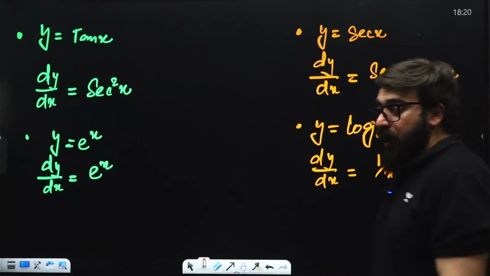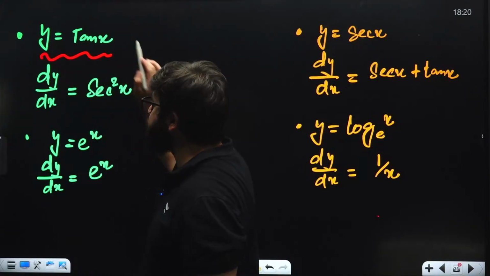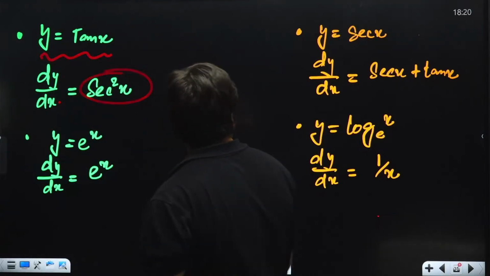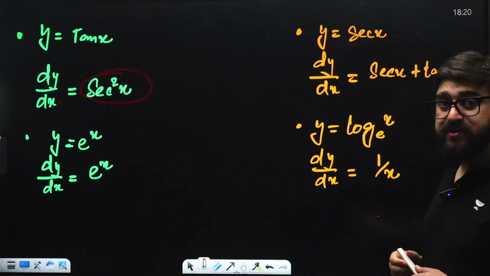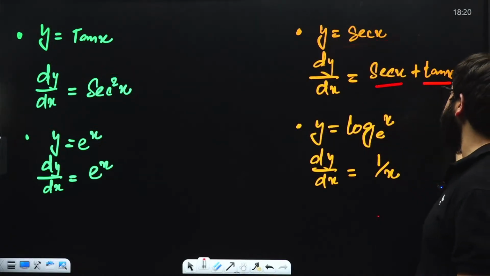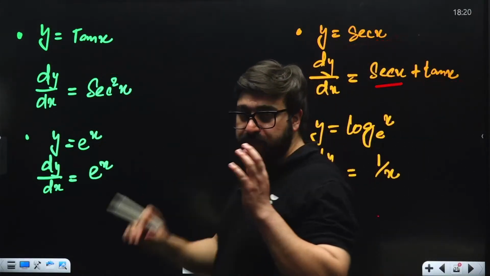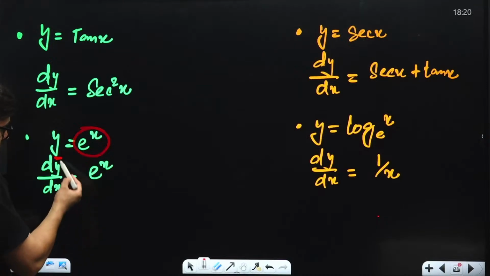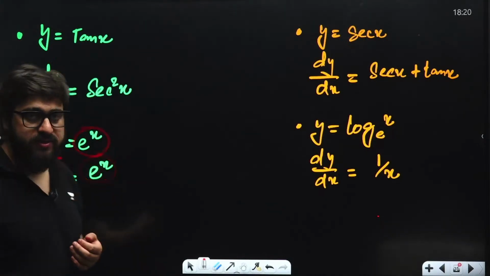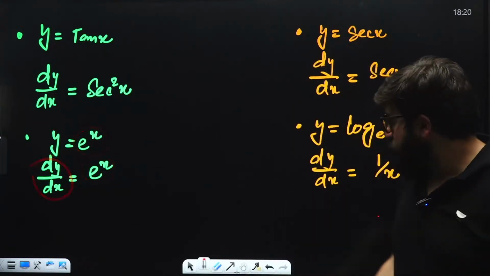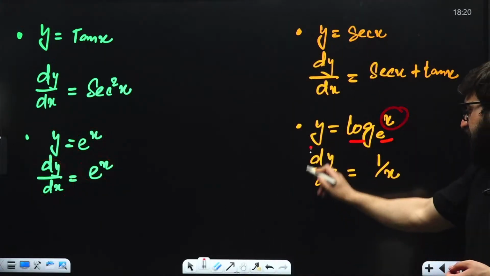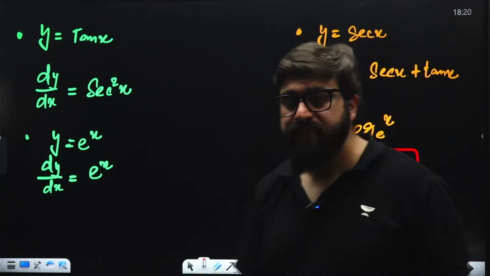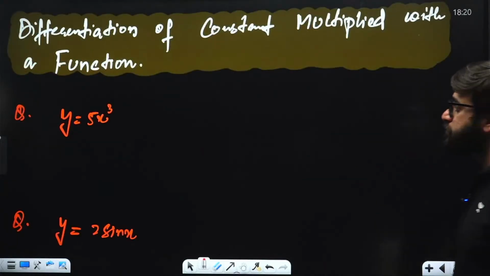Next, if you have y is equal to tan of x, its differentiation dy by dx is sec square of x. And if you have y is equal to sec of x, its differentiation is sec x tan x. Directly you will have to remember this, as simple as that. And if you have y is equal to e raised power x, its differentiation is also e raised power x. And if you have log to the base e of x, its differentiation is 1 by x. As simple as that. Next.